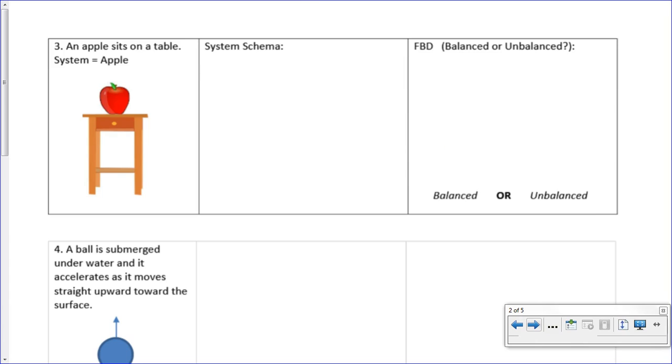Next one, an apple sitting on a table. This one's actually like the most basic one that we usually get. It's kind of like the first one we do, so hopefully this one's not too bad for you. We've got the apple.